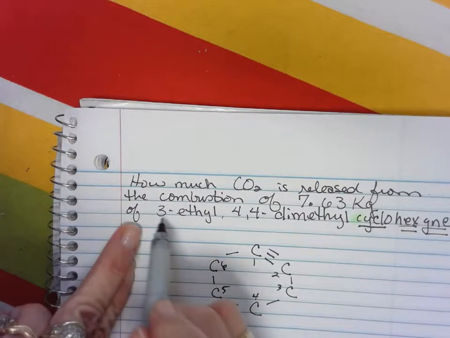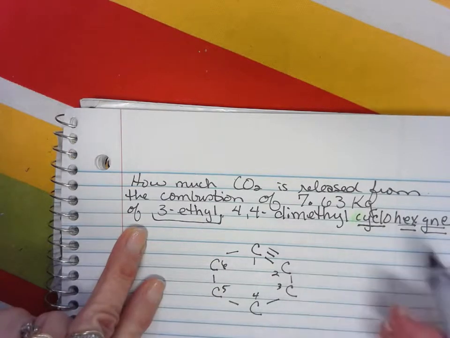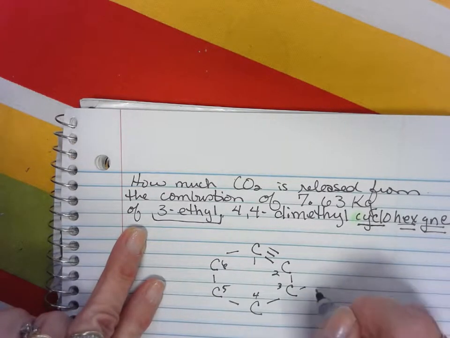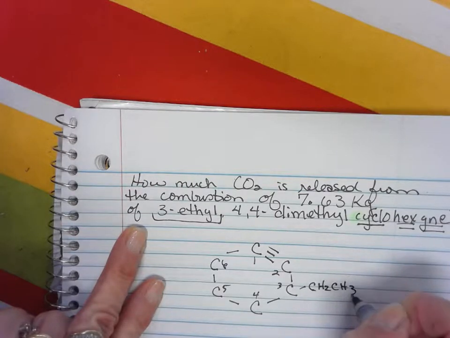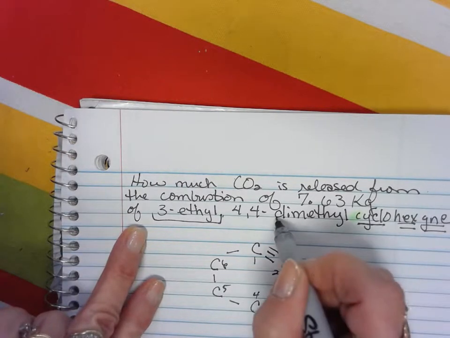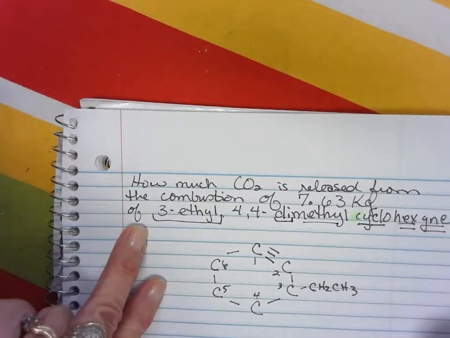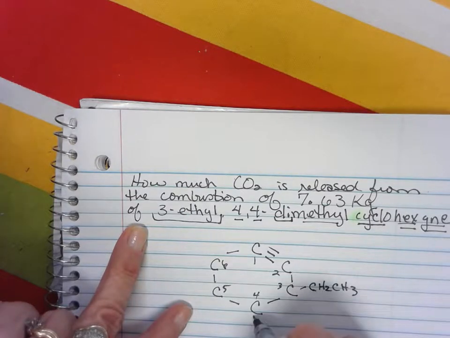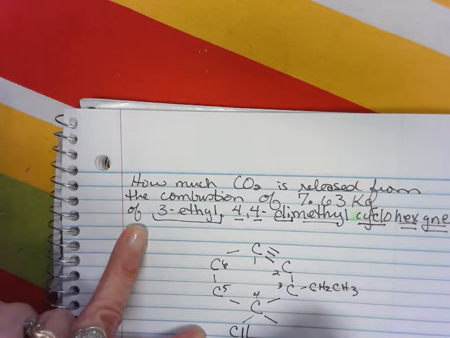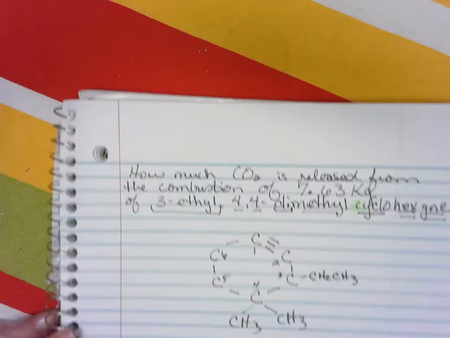I come over here to where it says 3-ethyl. On my third carbon, I'm going to have an ethyl group, which is a CH2CH3. Now, this says dimethyl, so that means I have 2 methyl groups. Both of them are on my 4th carbon. Okay, so 2 methyl groups on that 4th carbon.